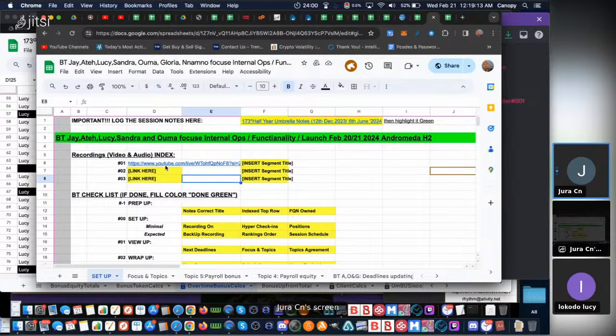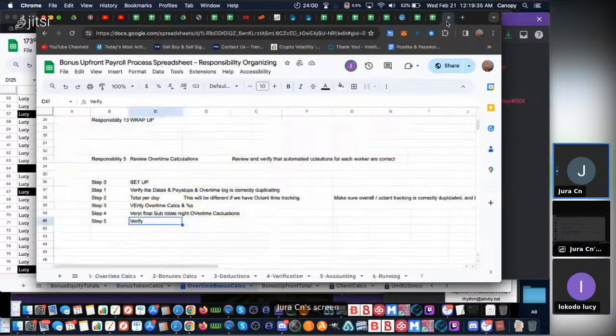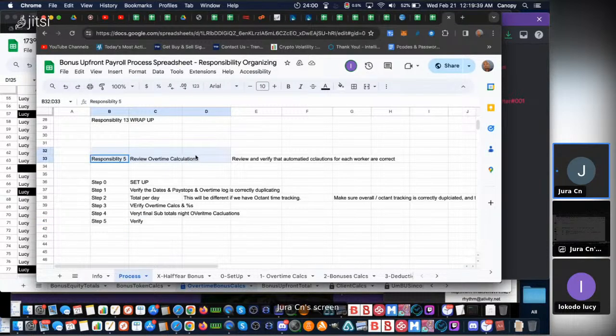And then you should also add this link to the responsibility training for the process, right? For the upfront bonus payroll. No, for bonus upfront. Under info, right? No, it's going to go under the process, right? This technically goes under responsibility 5, review overtime calculations. That's what we were working on, responsibility 5.